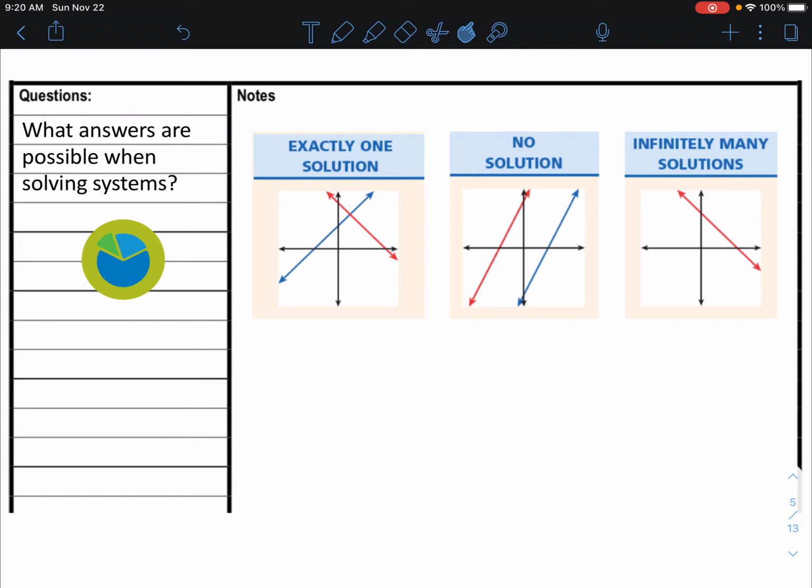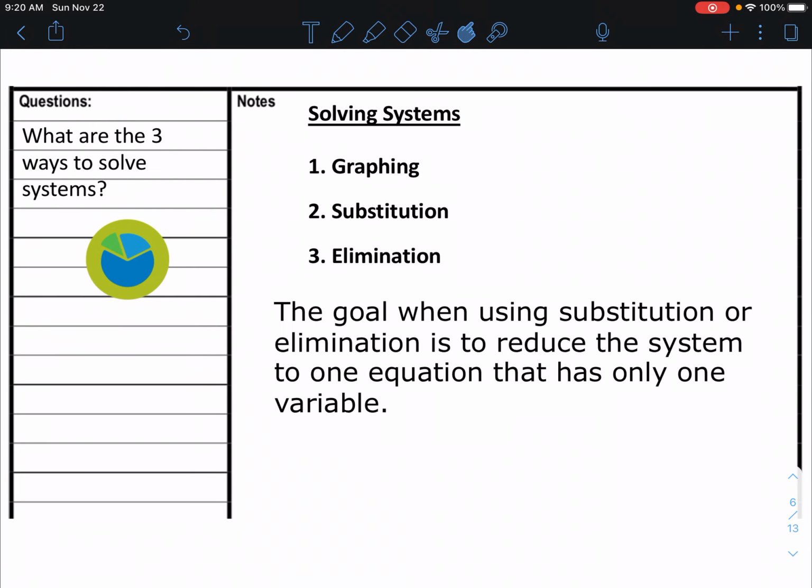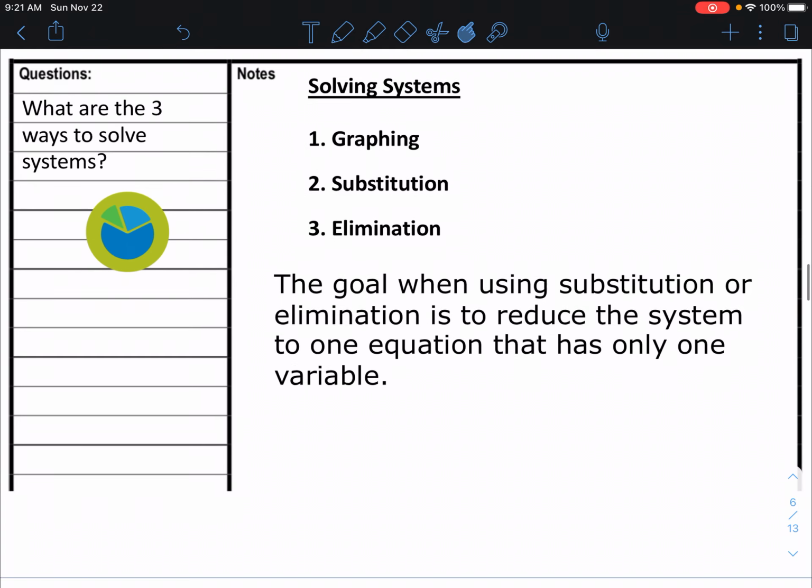Okay, once again, we're trying to find where the lines intersect, if at all. Most of what we'll be looking at is exactly one solution. It is possible to run across no solution or infinitely many solutions as well. Okay, and we've discussed the first two, graphing to solve systems and substitution. Today we're going to get into elimination. Once again, when we're solving algebraically, we're trying to reduce the system to one equation and one variable. With substitution, we substitute it in so we could get one variable. With elimination, we're going to eliminate a variable to get there.